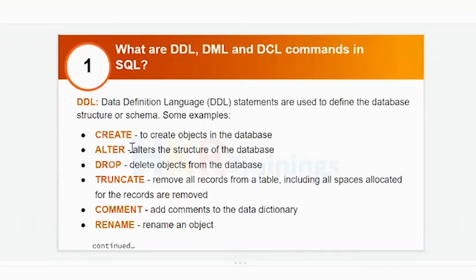Then we use drop. Drop is basically to completely delete that table, to drop that object from the database. It can be used for a table, an index, and any other object in the database. Similarly, truncate deletes the data from the table. Then we have comment and rename.